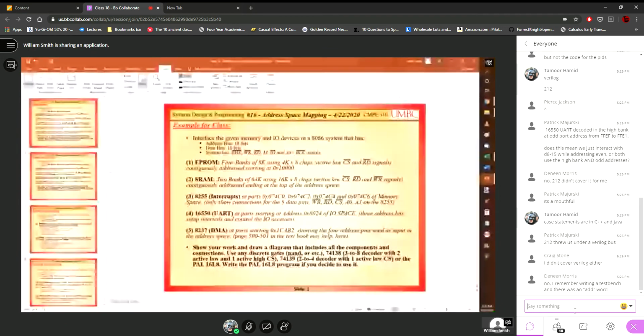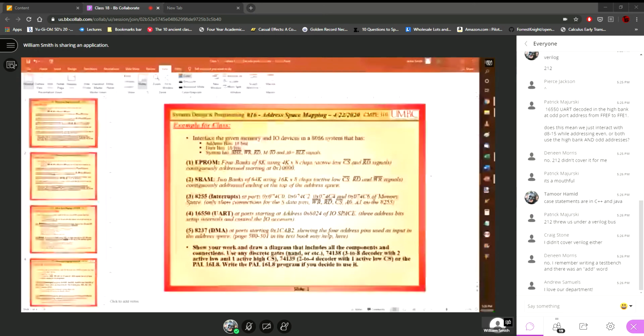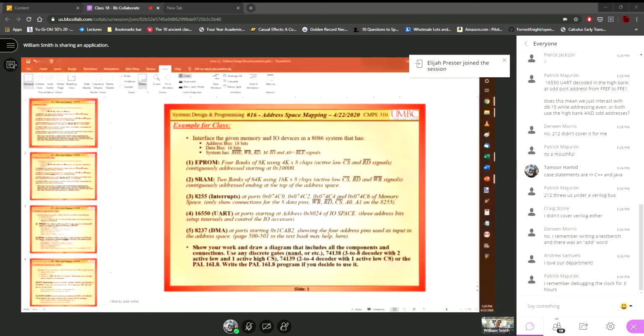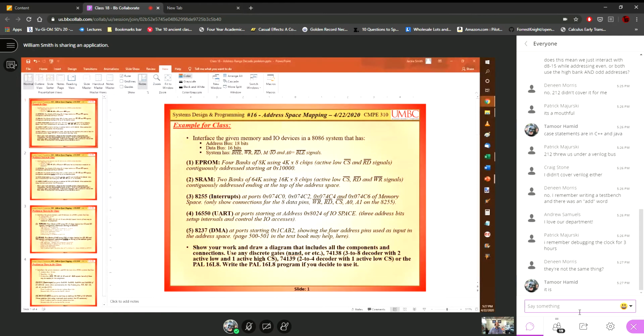All right, let's tell you what. As long as we're flying by the seat of our pants here, let's try one more thing while class is firing up. I remember debugging the clock for 3 hours. Okay, that's possible. Now, I'm much more familiar with VHDL than Verilog, but it doesn't mean I don't know it. I know it's a case statement in VHDL. There's a case statement in Verilog as well. Yeah, there it is, case statement.